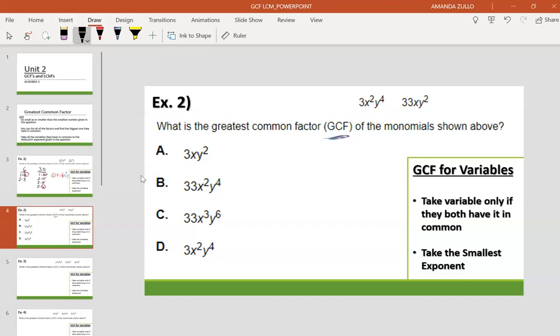Let me get a different color, sorry. Okay, so 3 is 3 or smaller, so A could be an answer. 33 is not 3 or smaller, so I can't go with 33. Same with C, okay? But D is 3 or smaller. So we've narrowed our choices down to A and D just simply by knowing that a greatest common factor is as small as 3 or smaller than 3, okay? So obviously 3 wins here.